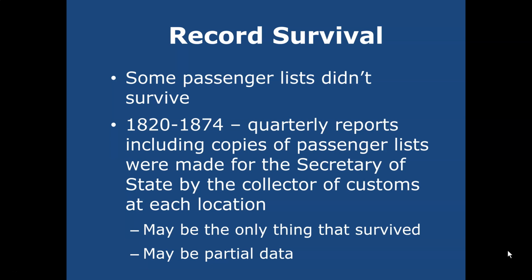Unfortunately, some passenger lists didn't survive. But luckily, from 1820 through 1874, there were quarterly reports made that included copies of passenger lists. They were made for the Secretary of State by the collectors of customs at each location. These may be the only things that survived, and sometimes they didn't transcribe the full information, so it may only be partial data.